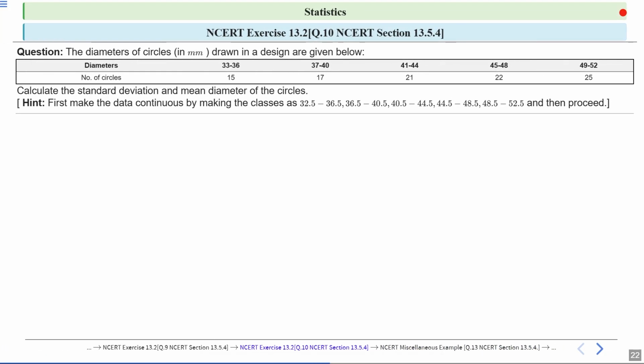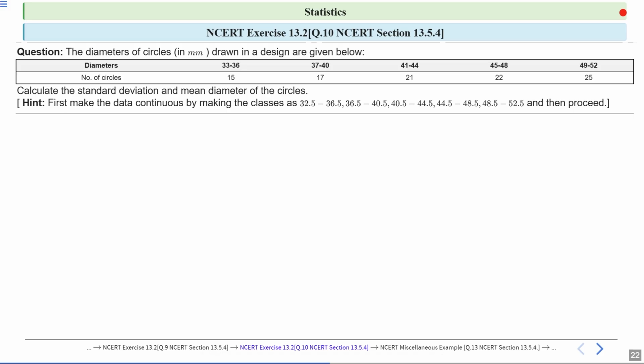Now look at question number 10. In this question, the diameters of circles in millimeters drawn in a design are given below. So here you have diameters in classes like 33 to 36, 37 to 40 and so on, and here we have the number of circles like 15, 17, 21 and so on. And we have to calculate the standard deviation and mean diameter of the circles.